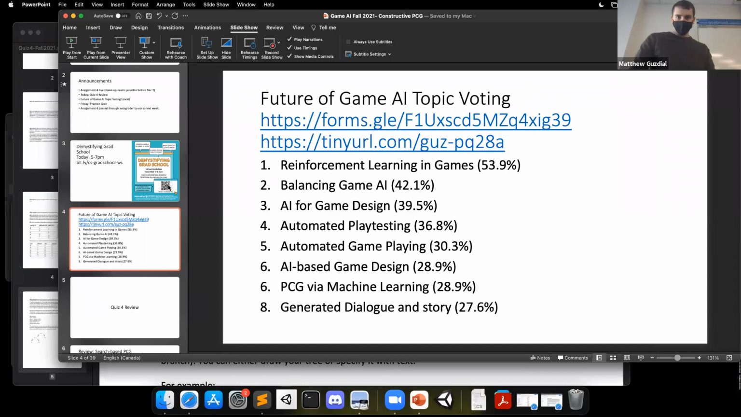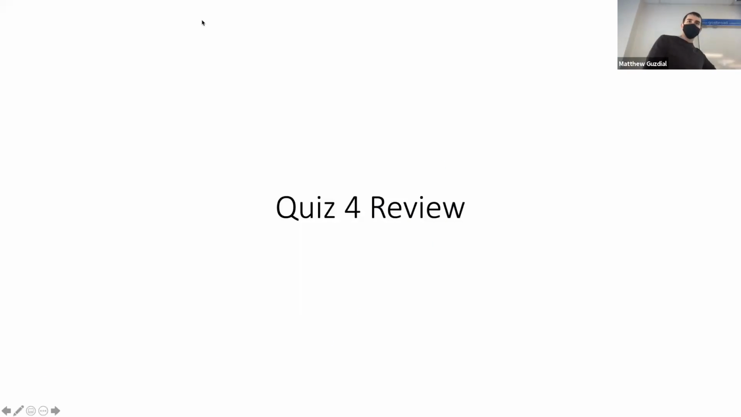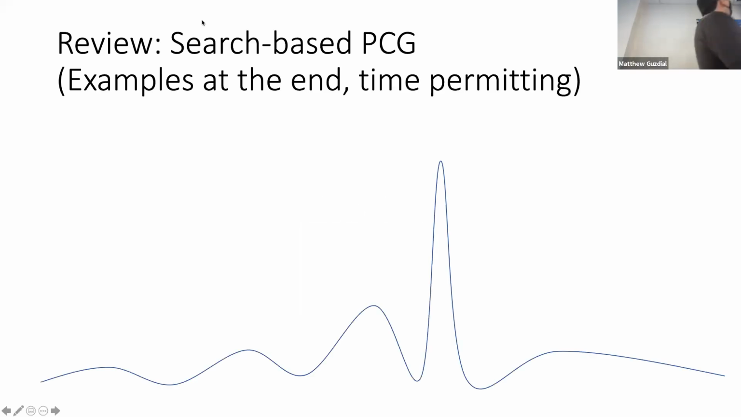And let's go ahead and talk about constructive PCG. As a reminder, on Monday, we covered search-based PCG. The idea of search-based PCG is that you're going to define a space where every point is an entity, and then you're going to search that space for the best possible entity.